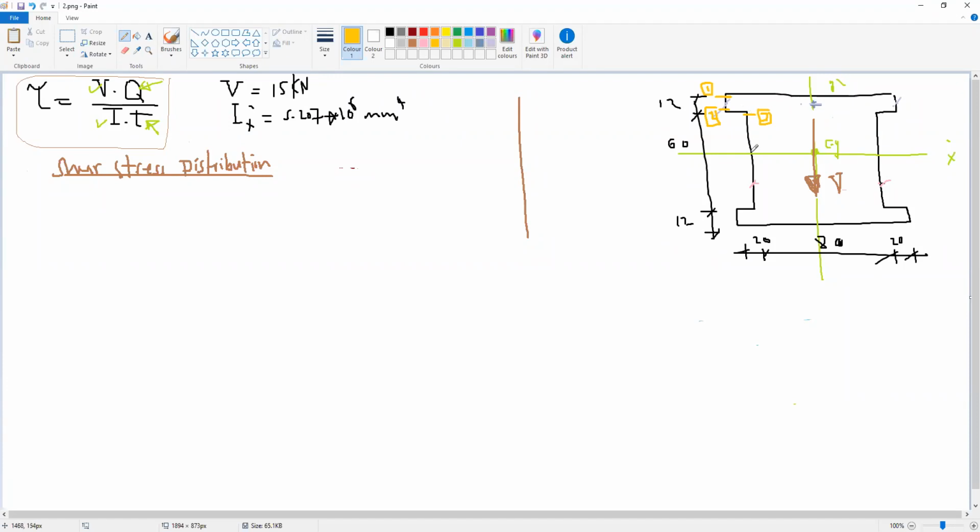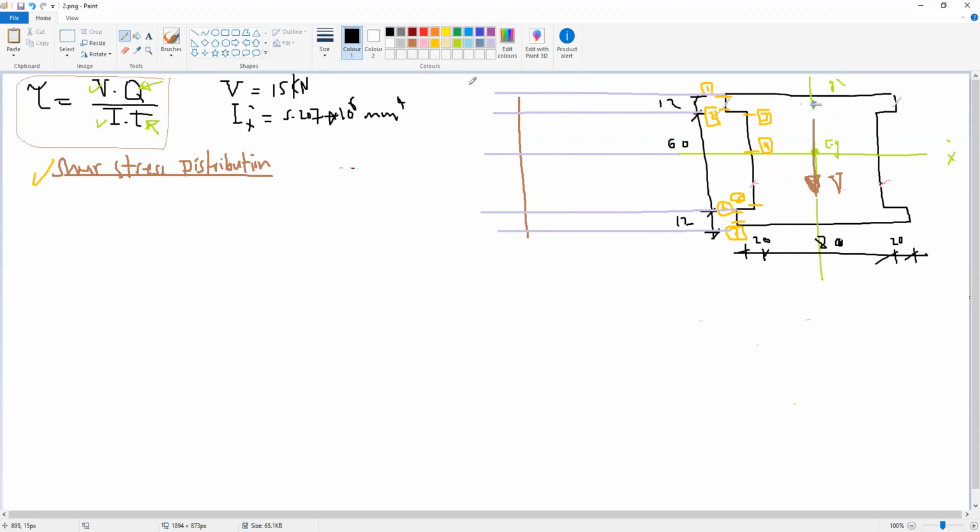Okay, and we need a cut at the centroid of the whole section, so this is cut 4, and again here we will have cut 5, and here cut 6, and here cut 7. So for this cross section, to draw the shear stress distribution, we need 7 cuts. Using these 7 cuts, we will have guidelines to help us plot the shear stress. Okay.